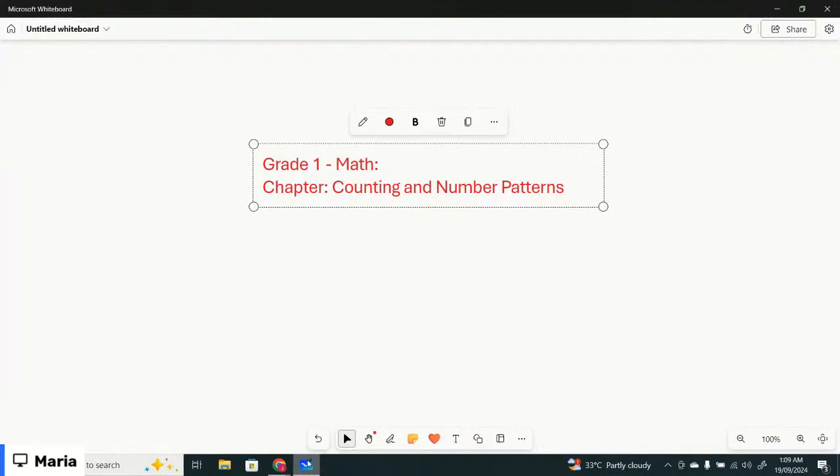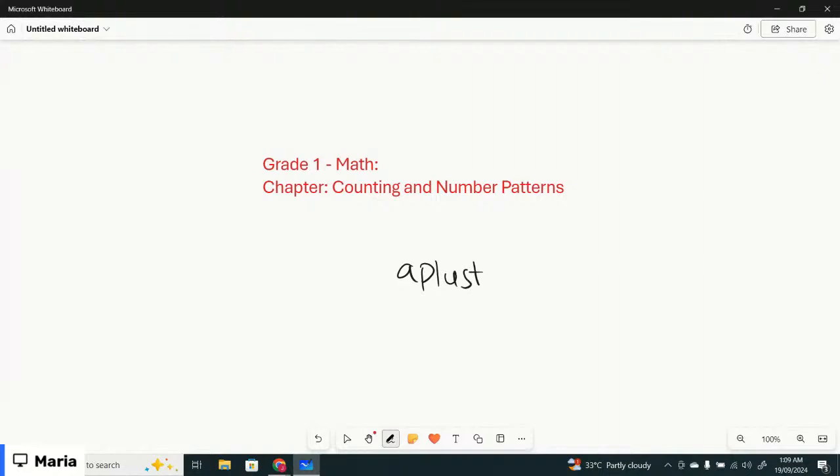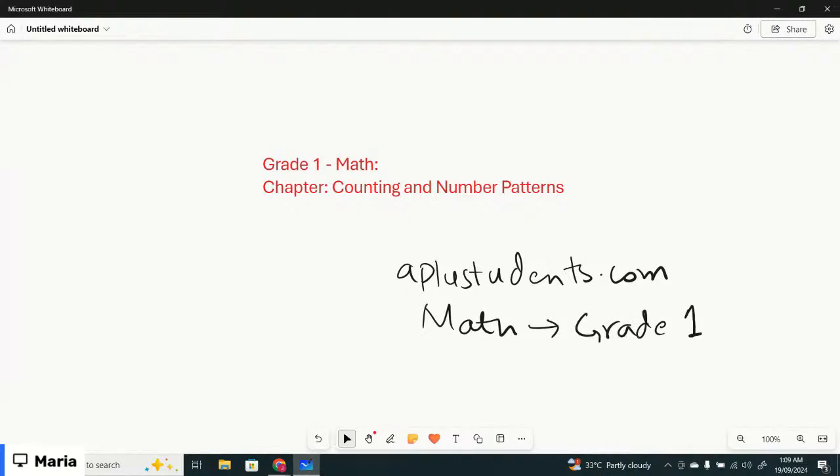We are here for grade 1 math. You can find all the lessons on aplusstudents.com. You have to log in there using your email address and password as provided by the administrator. Then you have to select math from the subject tab, scroll down to grade 1 math, and then click on view all lessons. There you can find a list of the chapters.